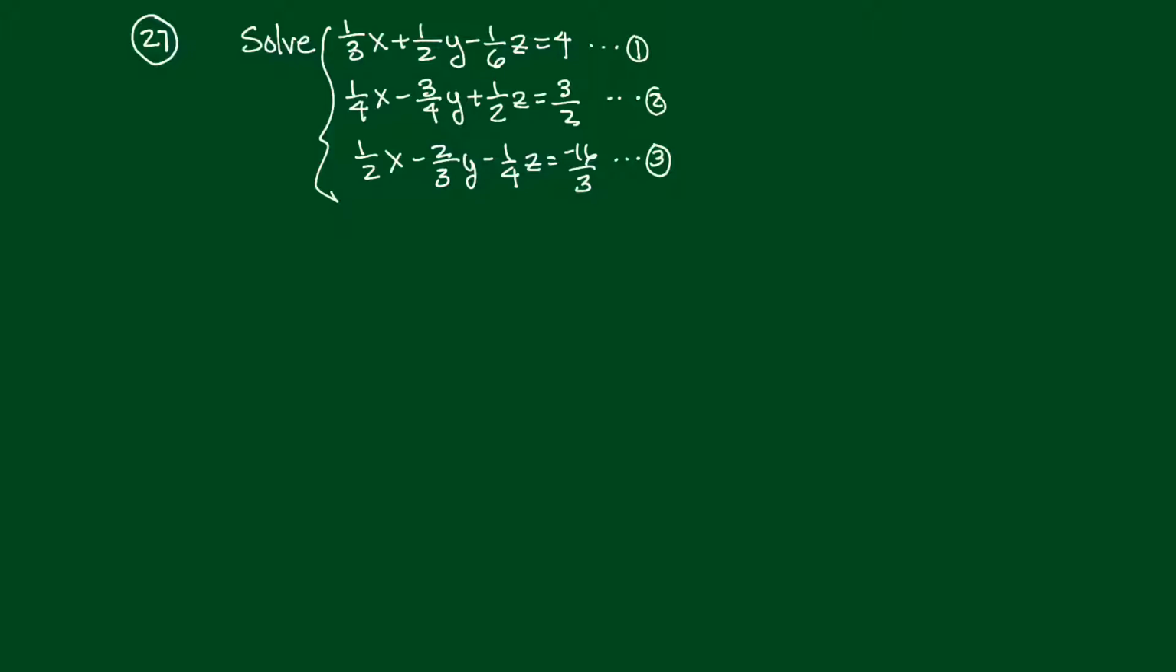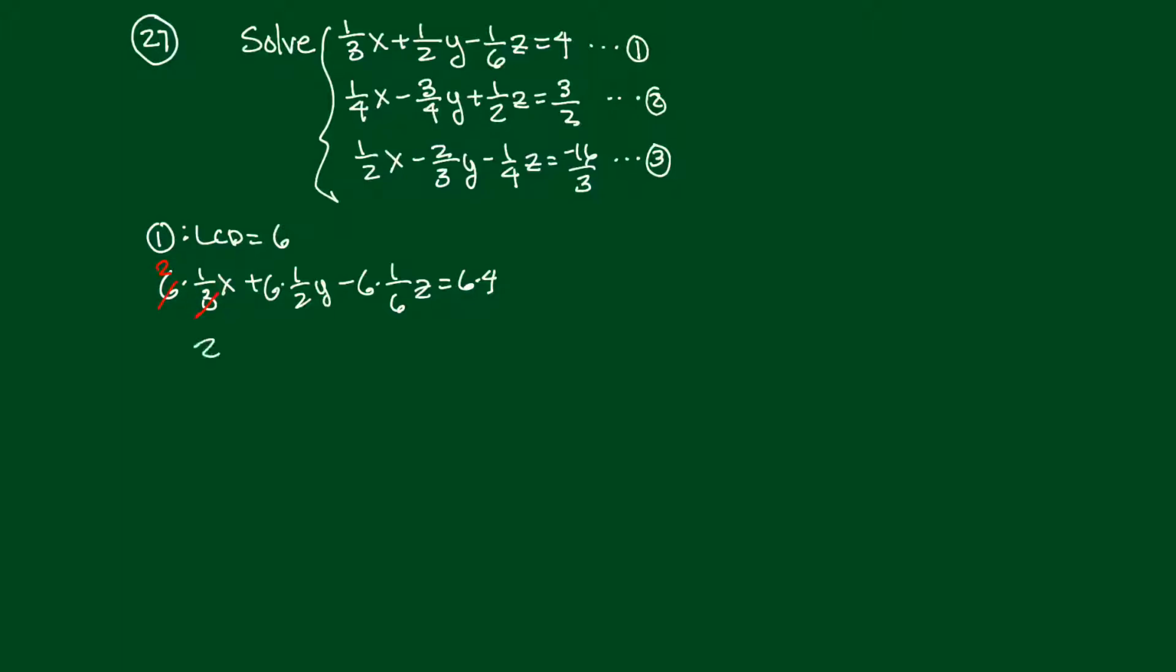So in equation 1, what is the LCD? Now you might be able just to do this in your head, but I'm going to write it all out. So 6 times 1/3 x plus 6 times 1/2 y minus 6 times 1/6 z equals 6 times 4. All right, now 3 into 6 is 2. Right, I'll write that. 3 into 6 is 2, and then you get the 2 times 1, which is 2x.